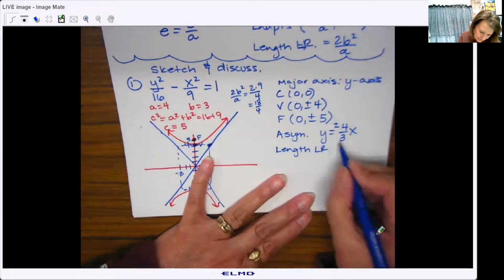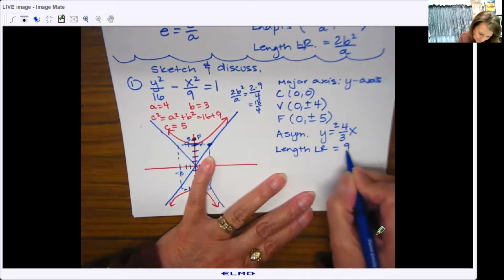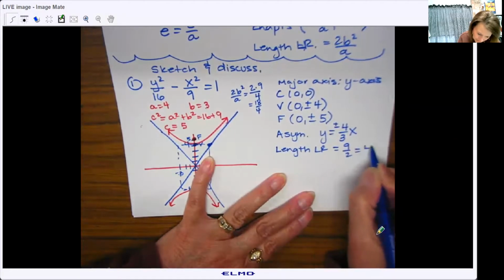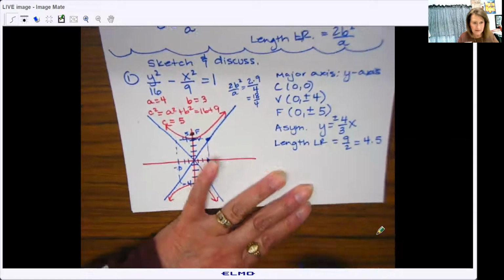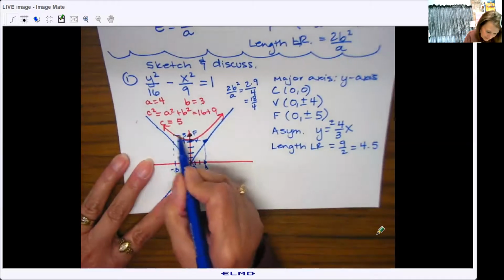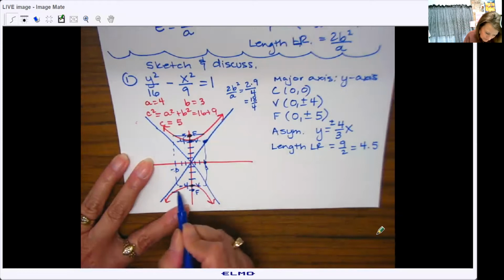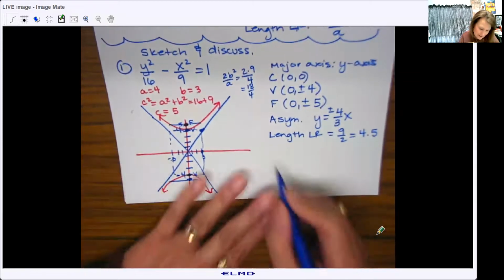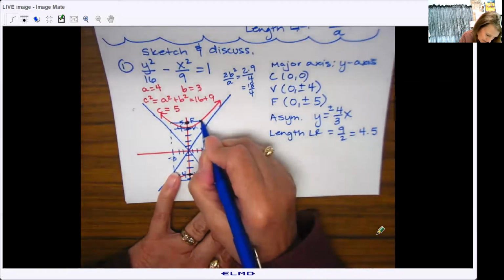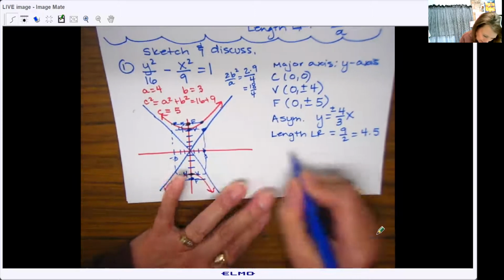Yeah, 9 over 2. If you want to put 4.5, you can. The length of the LR is 4.5, and that 4.5 goes through the focus. All right, the endpoints, these 4 endpoints, let's look at them.